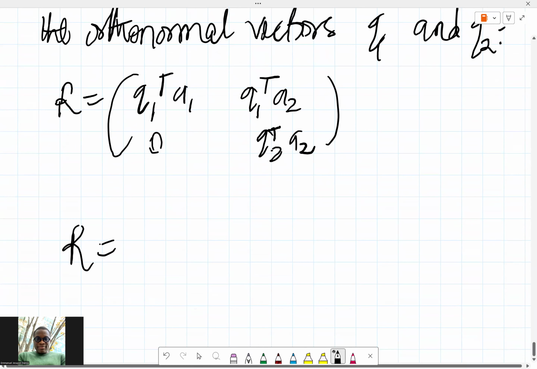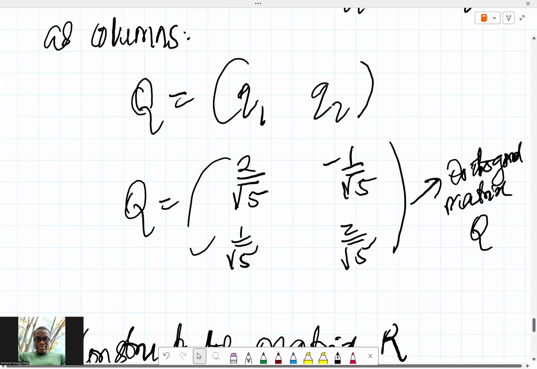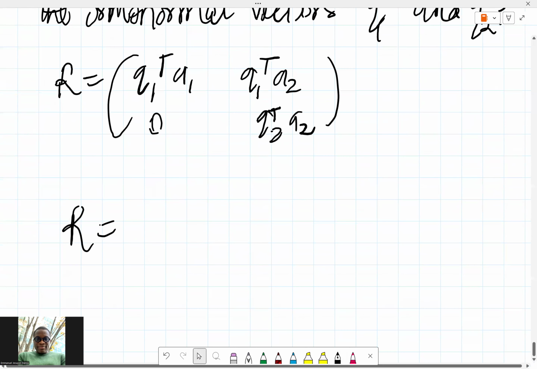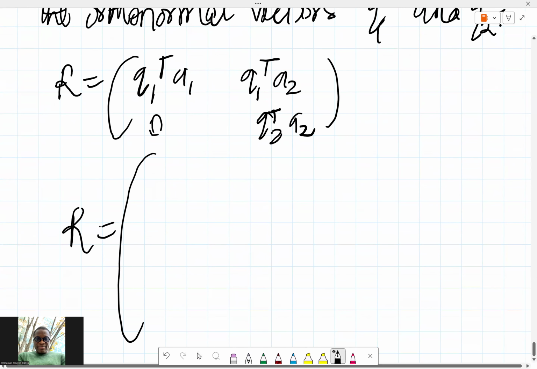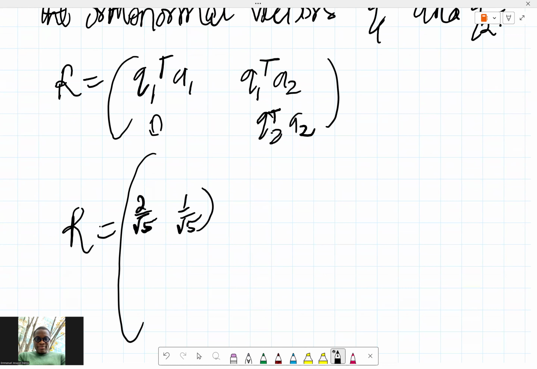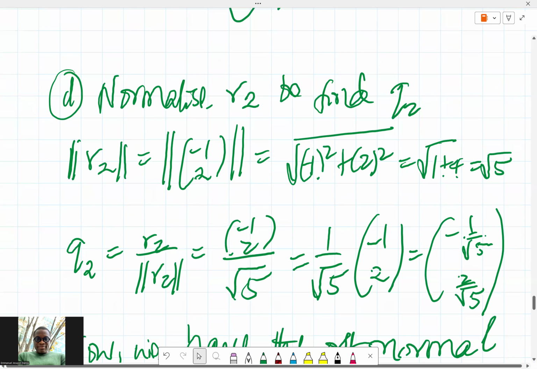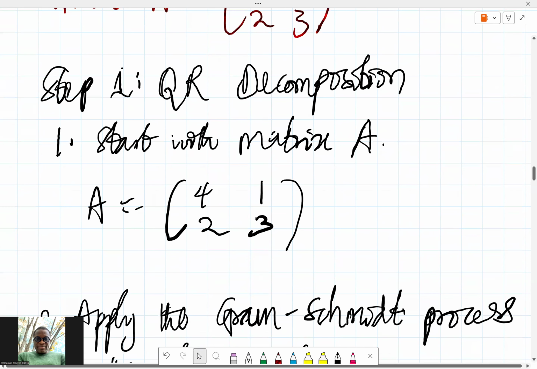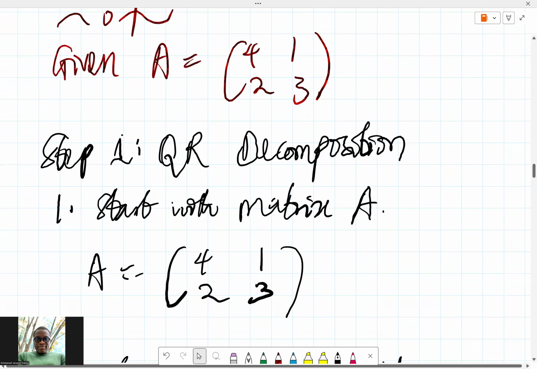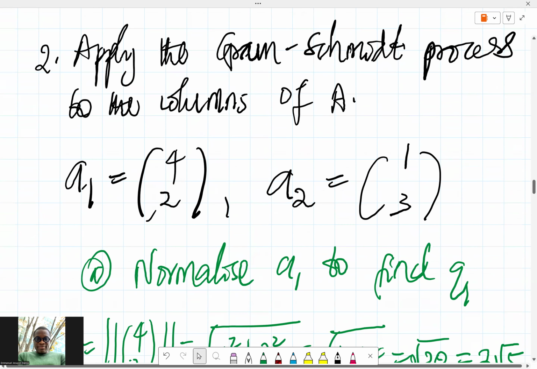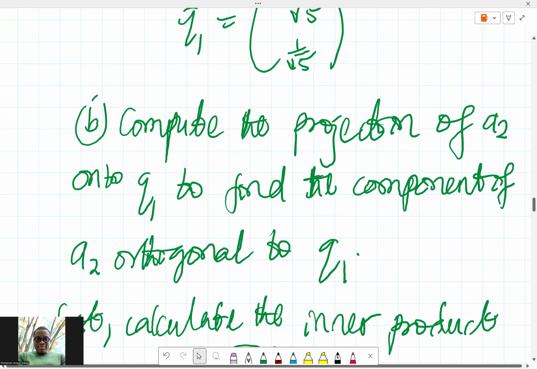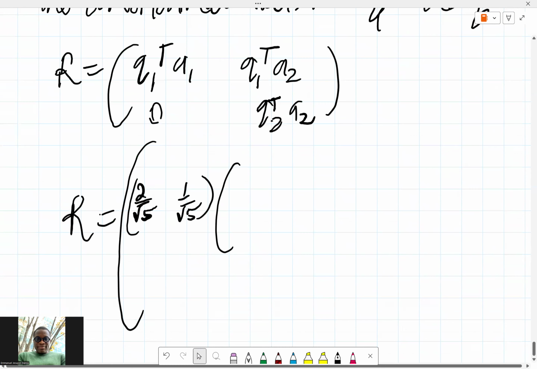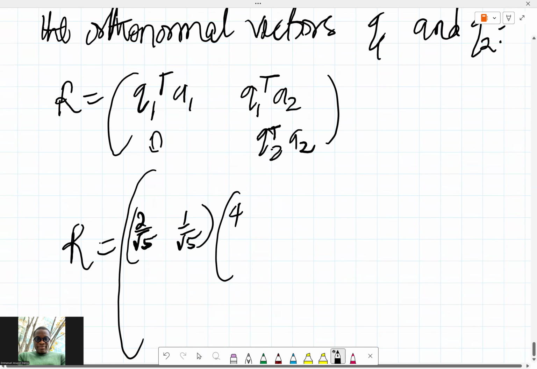So R, what is Q1 again? Q1 is 2 over root 5, 1 over root 5. That is the transpose of that. So we have Q1, 2 over root 5, 1 over root 5. That's Q1 multiplied by A1. A1 again, don't forget A1 from the beginning is 4, 2. A2 is 1, 3. Okay? A1 is 4, 2.